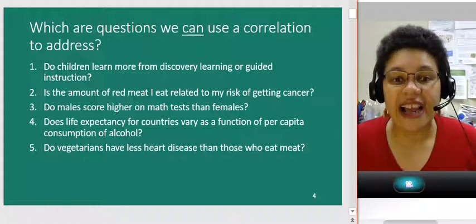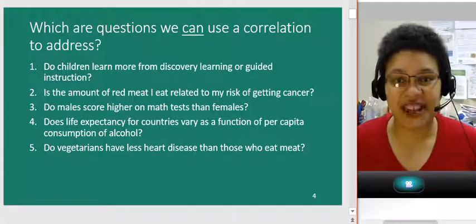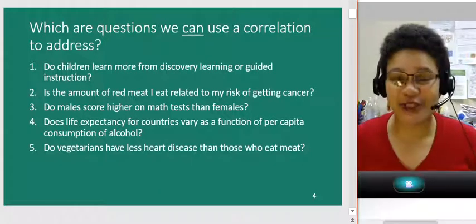Do males score higher on math tests than females? Again, with the two groups, I would do a t-test.